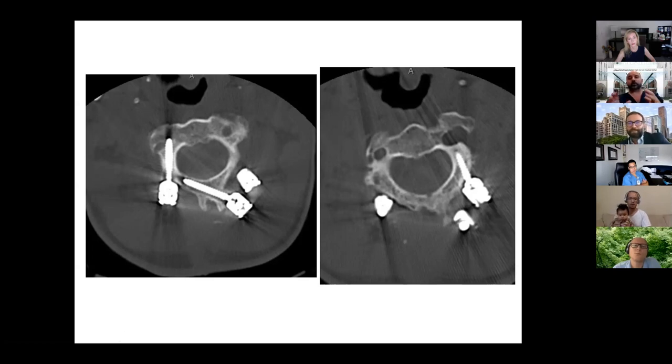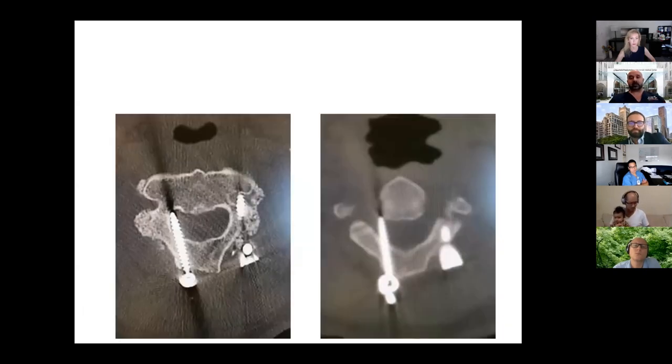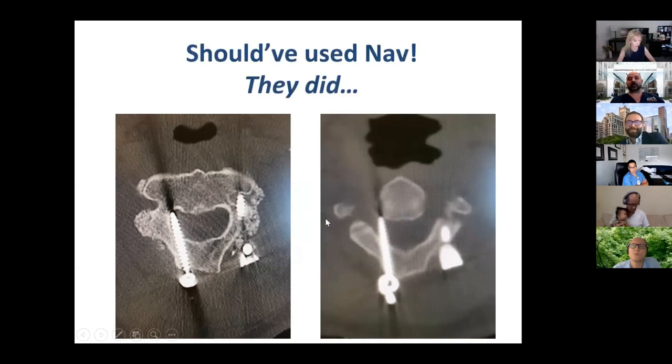In the OR, you never know what that patient's anatomy will allow you to do or not allow you to do. Now, take a look at this, but don't be surprised. It's okay, the patient did well. This is not my case, but the patient did very well. And the first thing you're going to say is, oh boy, maybe they should have used navigation. We talked about this, I think on Twitter, there were a few threads about navigation. Well, guess what? They did use navigation for this. These screws were placed under navigation.